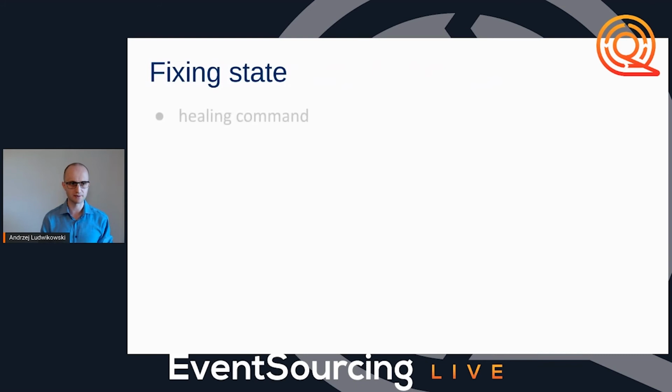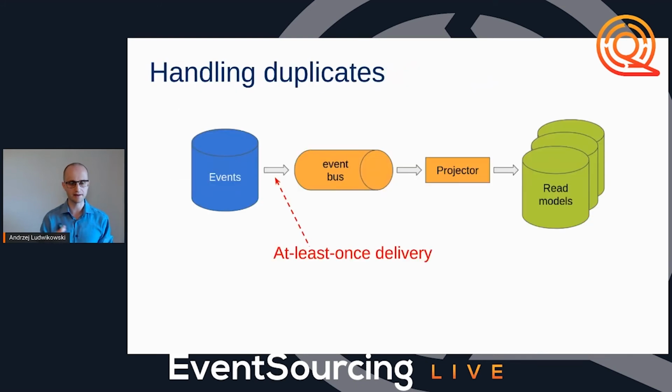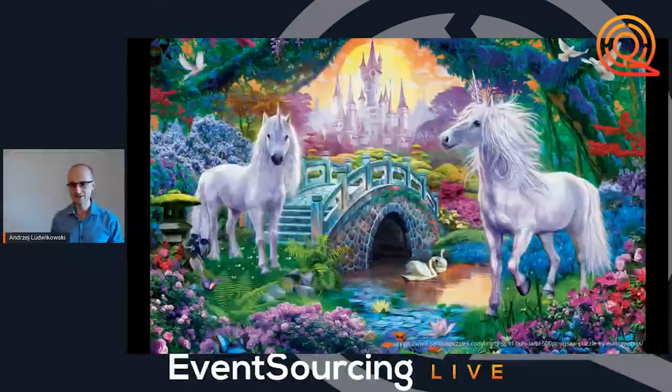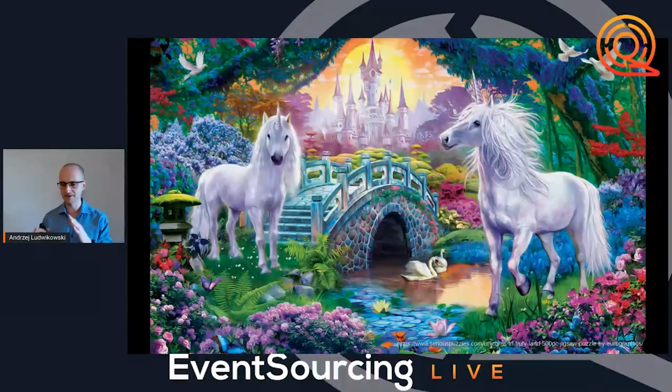Okay, fixing the state is quite boring. Updating. Okay, handling duplicates. This is a nightmare in a distributed system. Let me tell you a story. This is a fairyland, and this first unicorn is called exactly-once delivery, and the second one is called transaction between two aggregates. None of them exists.